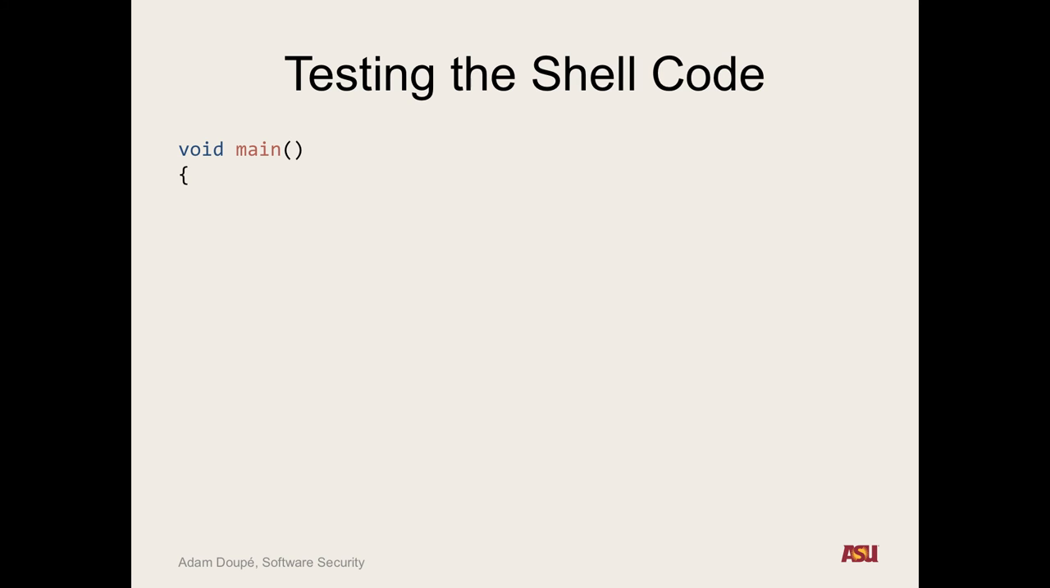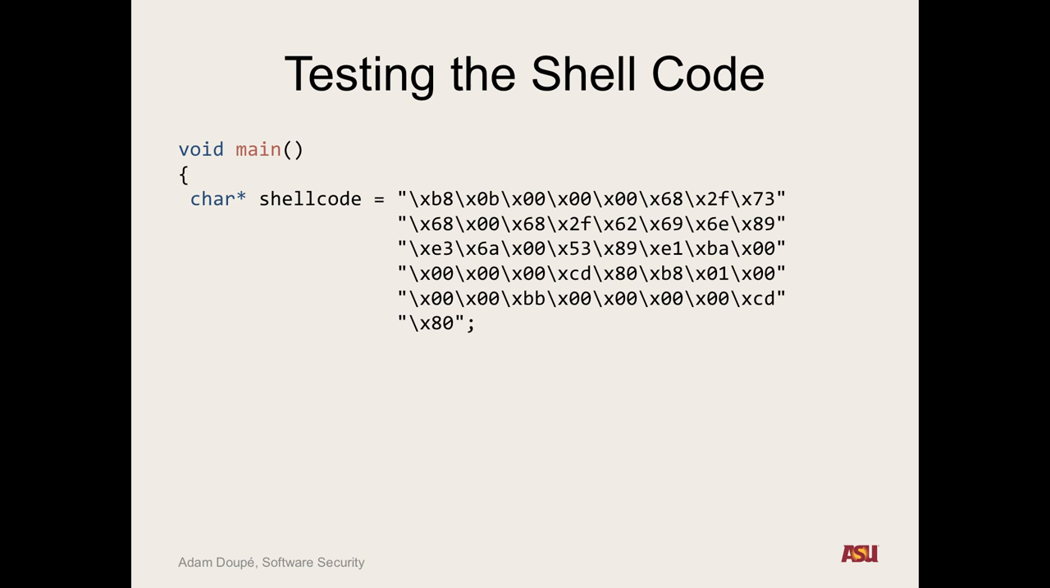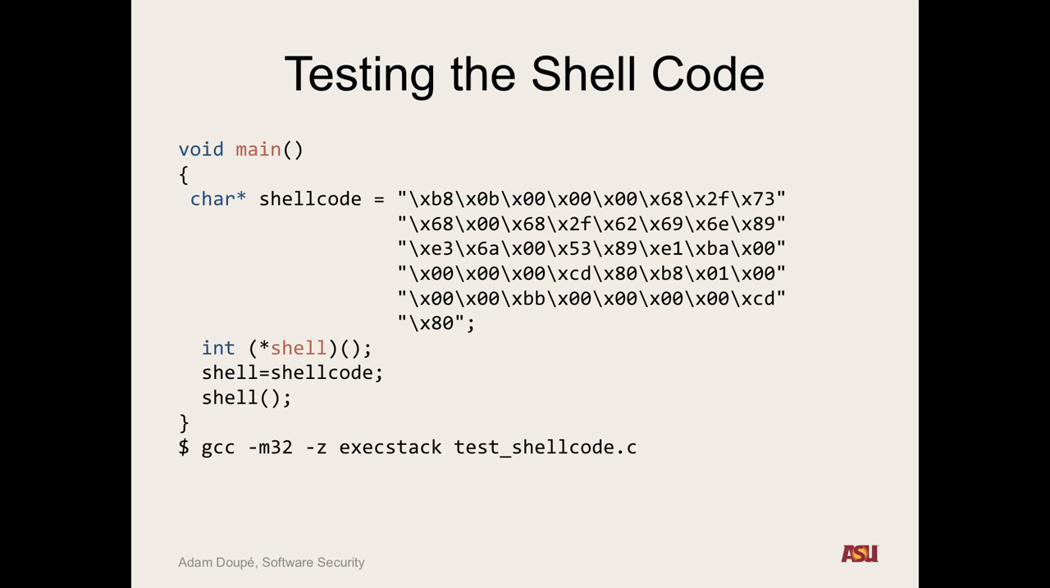Okay, so now let's test this shellcode. We put the shellcode into the buffer. We set this function pointer to be the shellcode. We execute it, and we compile this with an executable stack. And we run it, and we see that it gets us what we expect, which was the same thing as our original one.